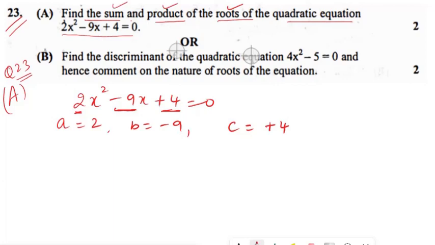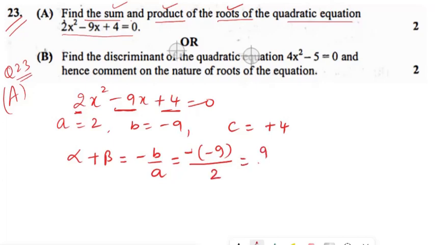So then use this formula. Alpha plus beta is minus b upon a. Put the value of minus b, minus sign, and b is also negative. So write minus (minus 9) upon a is 2. You get minus into minus 9 is positive 9 by 2. Then alpha into beta is equal to c by a. The value of c is 4. The value of a is 2. You cancel, you get 2. So if you solve, you get 2 marks for this question.